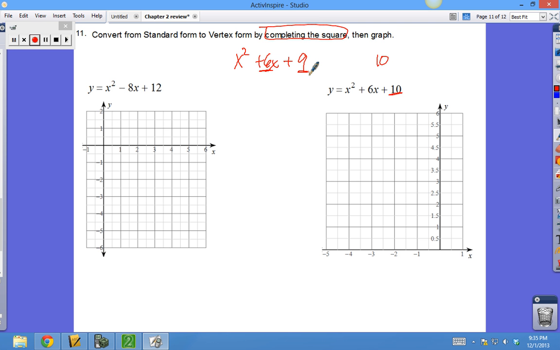I want a 9. But I can't just add 9. The very moment you add 9, you've got to take it right back. So plus 9 minus 9, that's 0. So you have not touched it. Okay, now let's factor this.